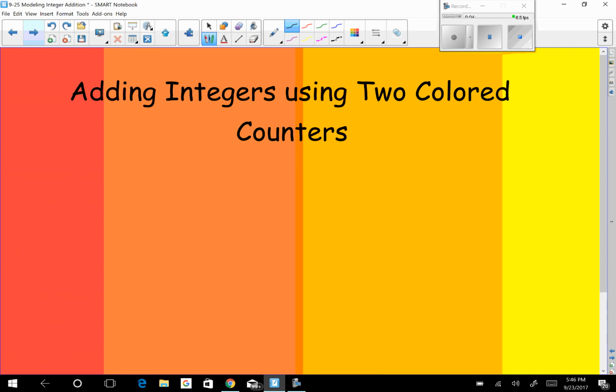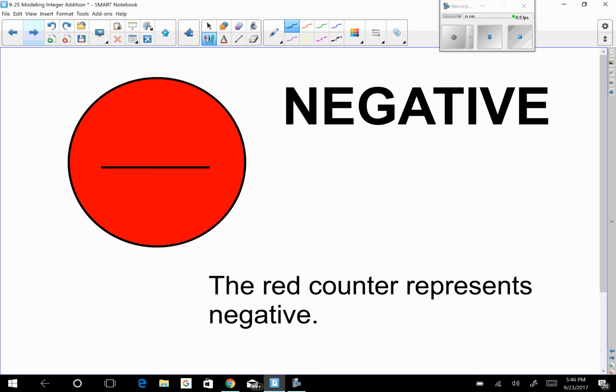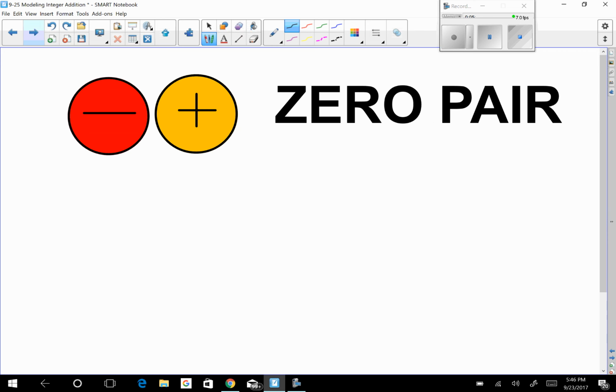Now we're going to learn how to add integers using two colored counters. We've got the yellow counter, which stands for a positive 1. We have the red counter, which stands for a negative 1. When you have one red and one yellow together, it makes what is called a zero pair, because -1 plus +1 is equal to 0. The negative cancels out the positive. One negative cancels out one positive, which means you've got 0.